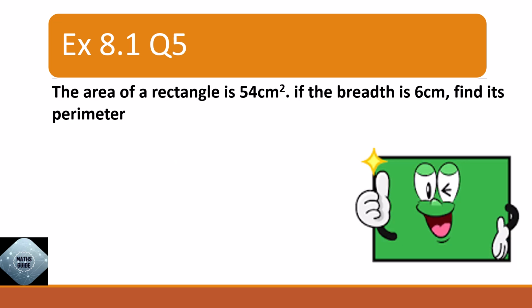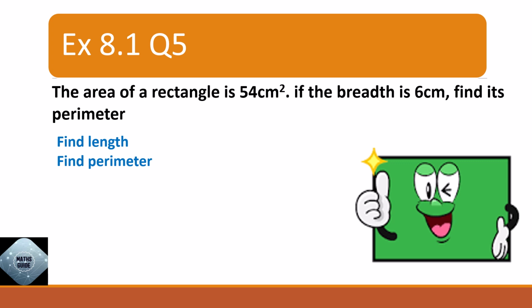Now question number 5. The area of a rectangle is 54 centimeter square. If the breadth is 6 centimeter, we have to find out its perimeter. We have been given the area and the breadth of a rectangle, and we have to find out the perimeter. We cannot find the perimeter unless we find out its length. So we have to find out its length, then we can easily find out its perimeter.